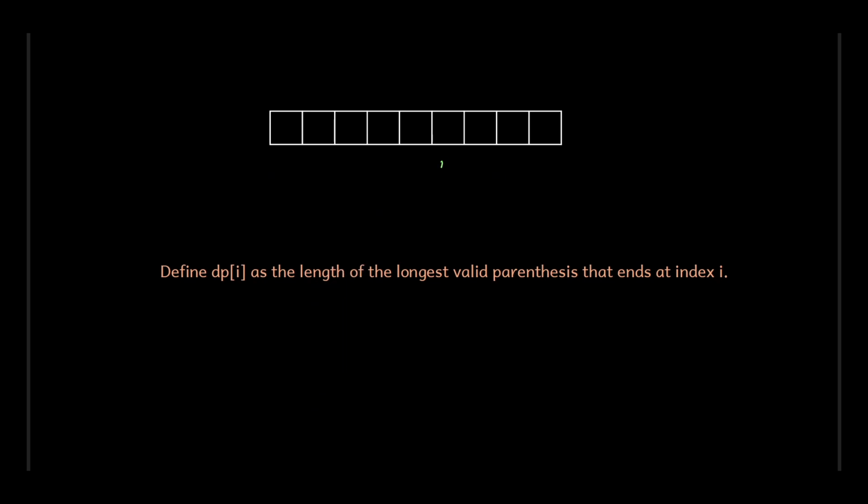Now let's see how you populate these dp values. Suppose this is the index I that you want to find the dp value for, and suppose this index is an opening bracket. Then of course no valid parenthesis can end over here. Why? Because since it is a concatenation of valid parentheses, the last character has to be a closing one. So one thing you know for sure is that dp of I would be equal to 0 if str of I is equal to an opening bracket.